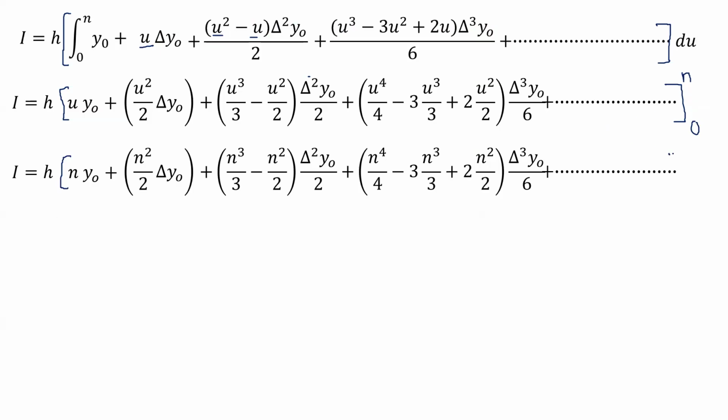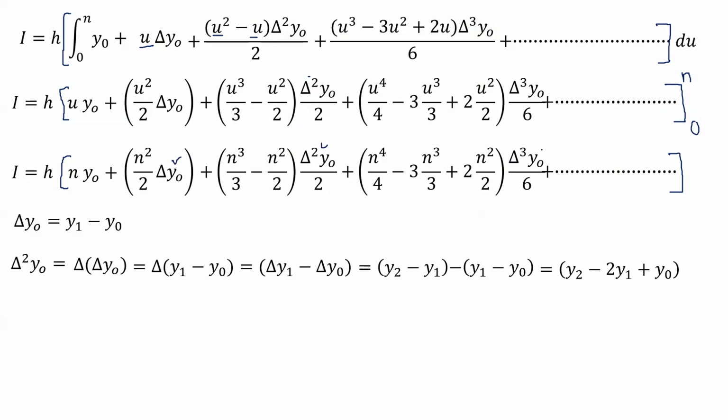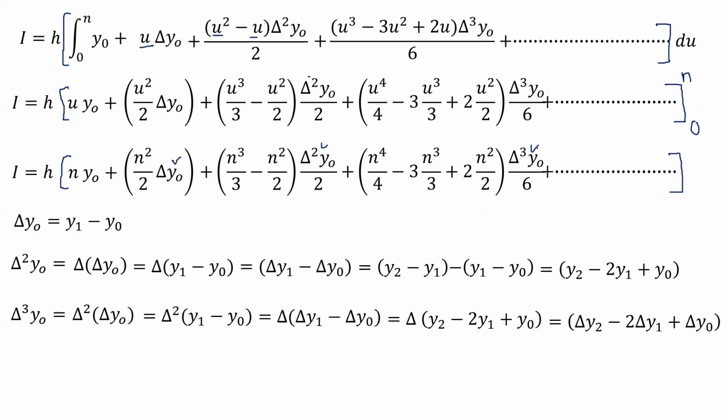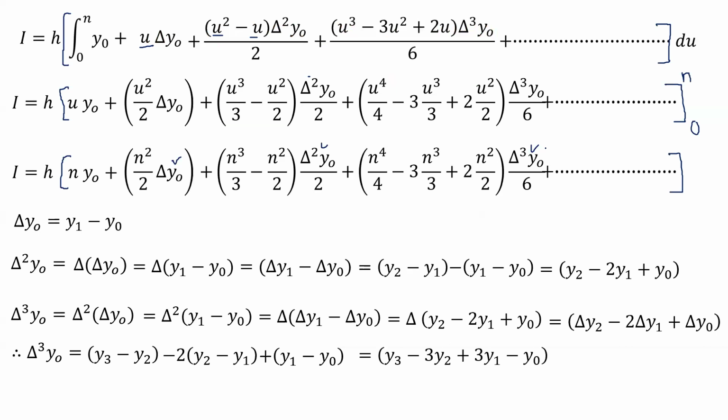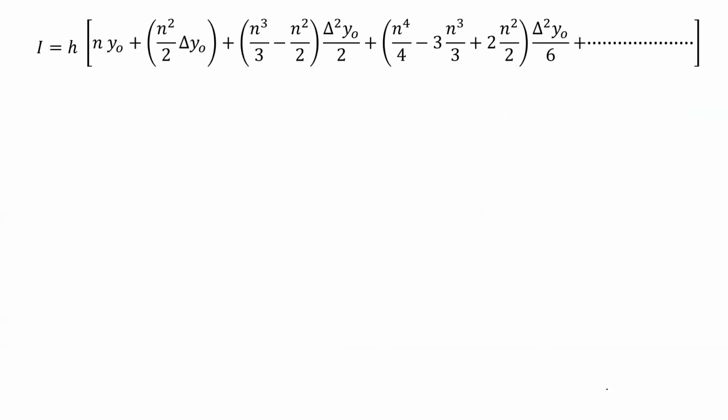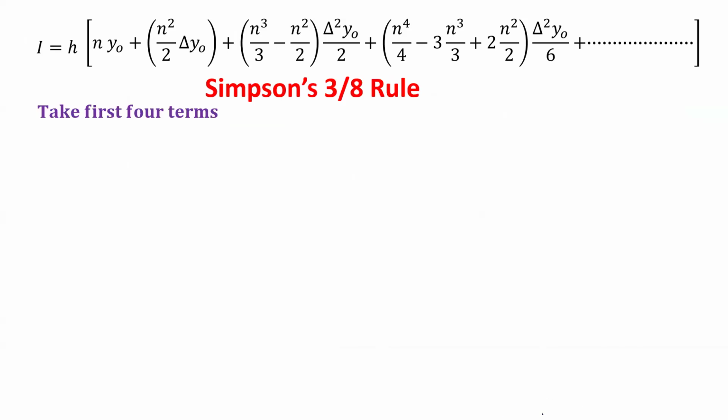That is for your Simpson's 3/8 rule. Here we actually require four terms. So we require delta y naught, then delta square y naught, and delta cube y naught also. So these all three we require while we are going to derive it. So now we will be with I equal to this, and in this Simpson's 3/8 we have to use first four terms. We have used two terms for trapezoidal, three terms for Simpson's 1/3 rule, and now for 3/8 we are going to use these four terms.